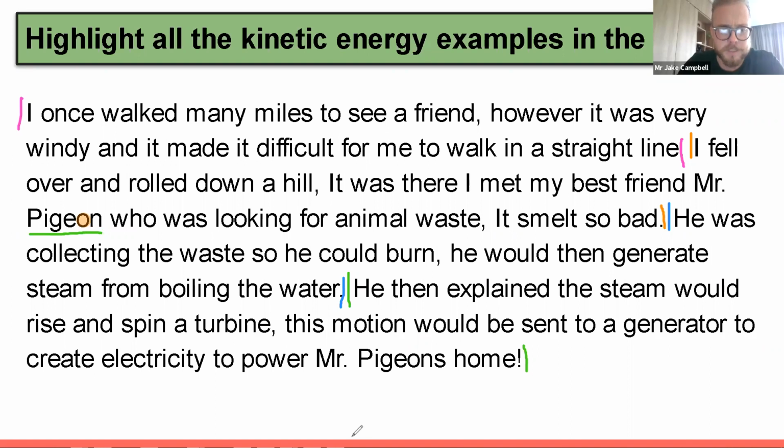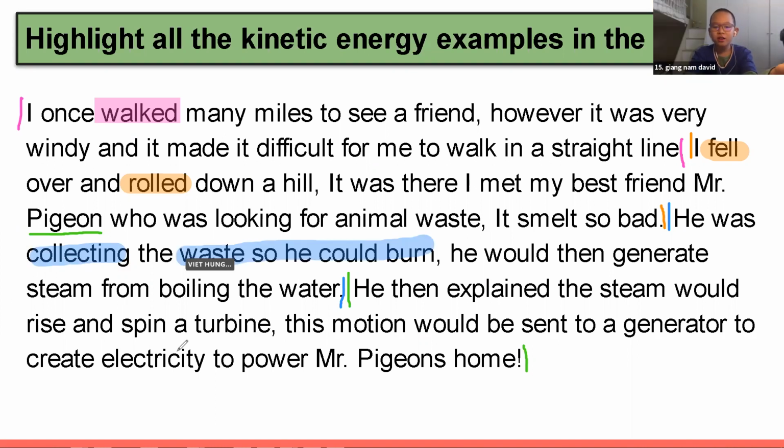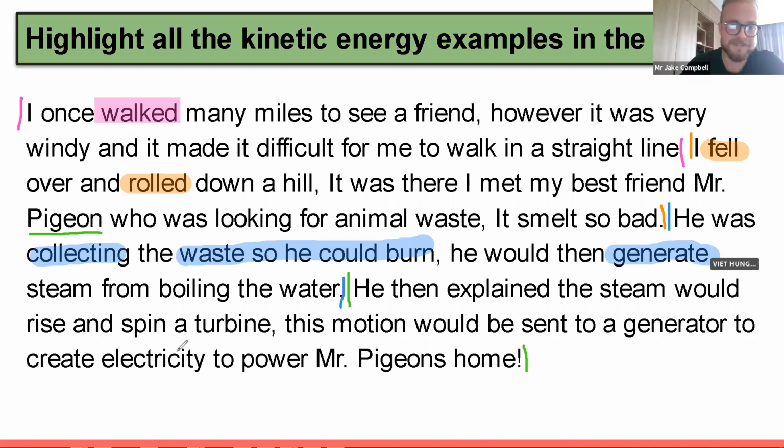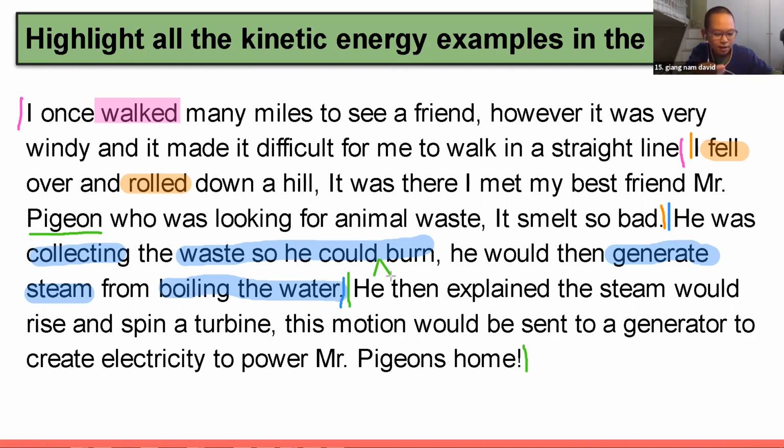Okay, so class, everyone who just read, go back to your color. Highlight all the examples of kinetic energy in this text. So remember, any form of movement or motion. Nine times out of 10, class, are we looking for nouns or verbs? We're looking for verbs. Yeah, and also I've noticed a grammar mistake.